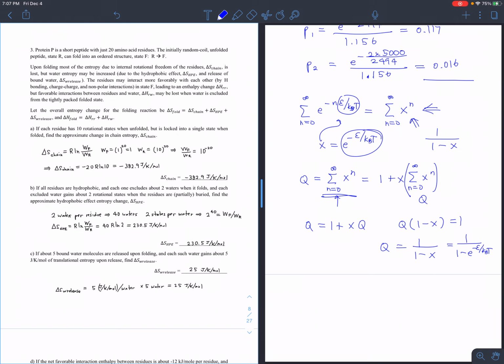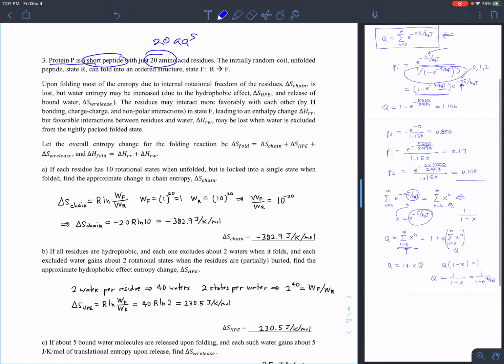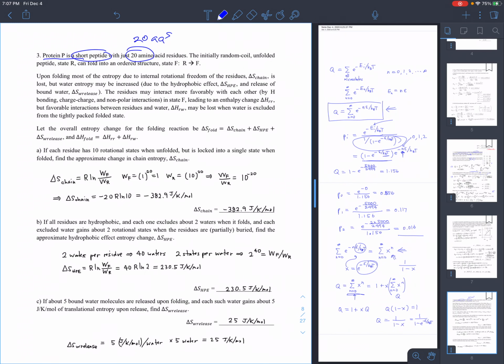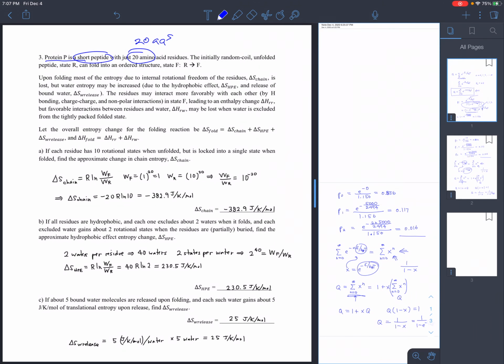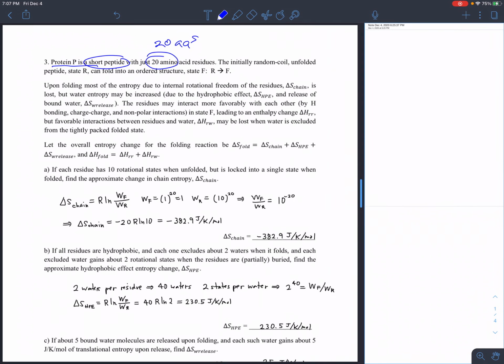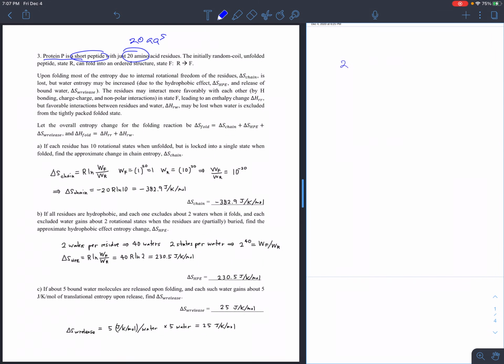The next problem, let's read that one like we did before. It says protein P is a short peptide with 20 amino acids. Let me just write down what we are going to need here. First of all, let me clear off some of this garbage over here. So we have some empty space again. And let me shrink this a little bit. So we've got 20 AAs.